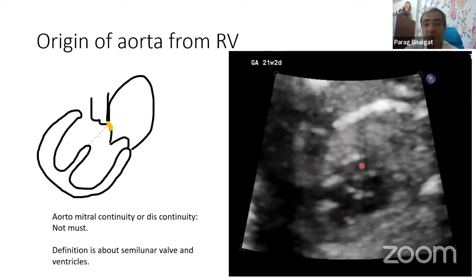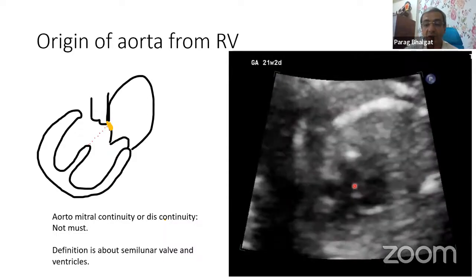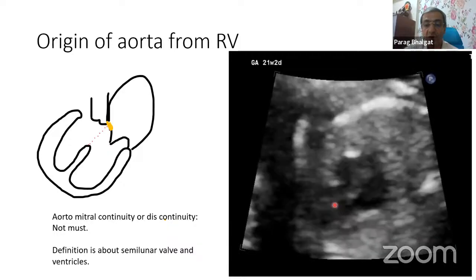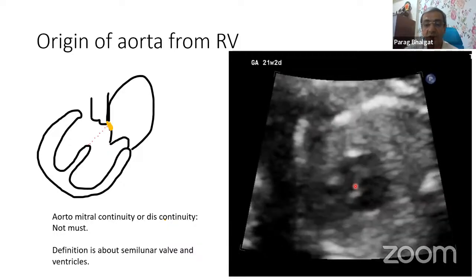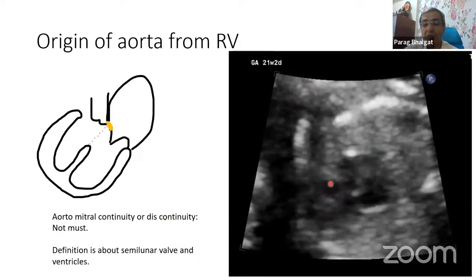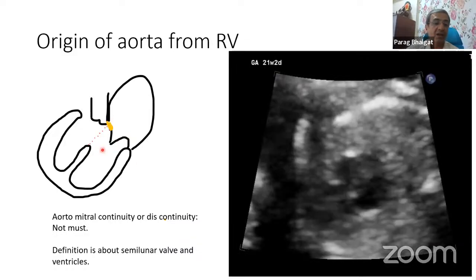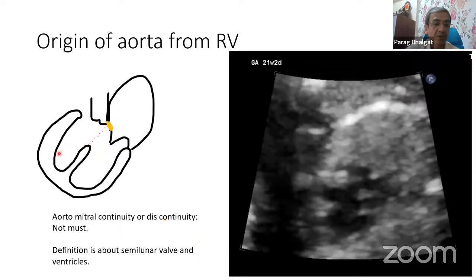Now this is the aortic wall. This is left ventricle, right ventricle. This is the aortic wall. If you draw an imaginary line extending from the VSD, the aorta is committed to the RV. This is the mitral wall. I have just made a diagram here, and this is the imaginary plane of the interventricular septum. So the aorta is committed to the right ventricle.